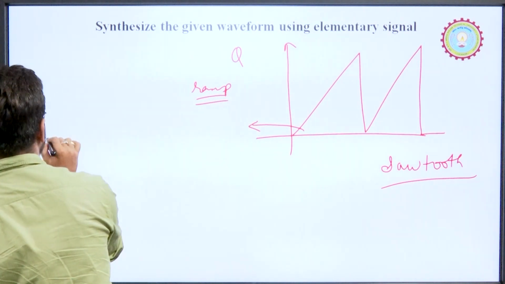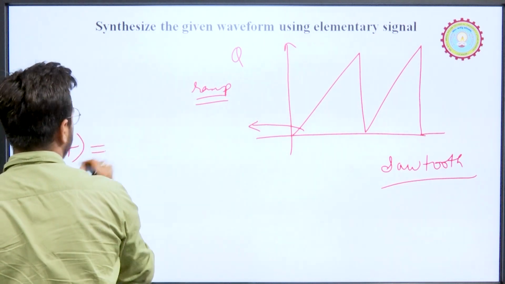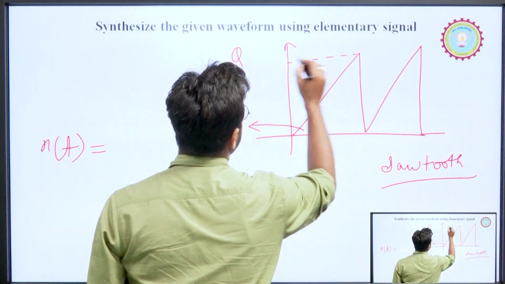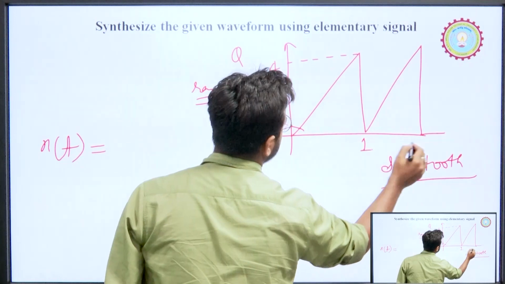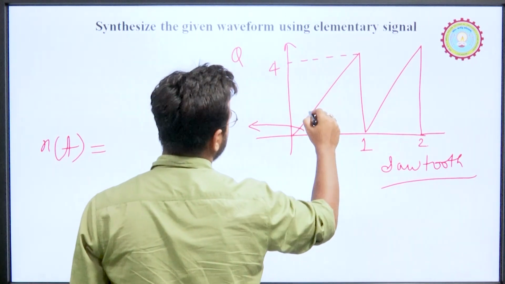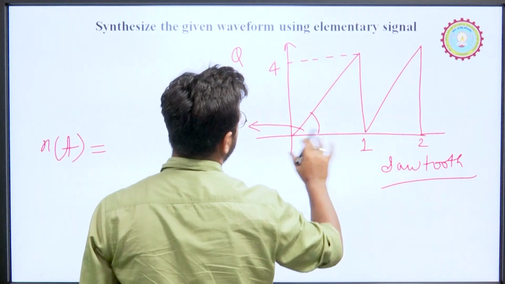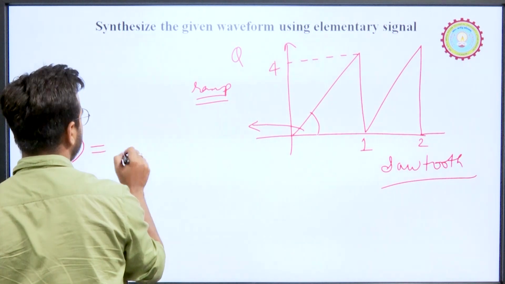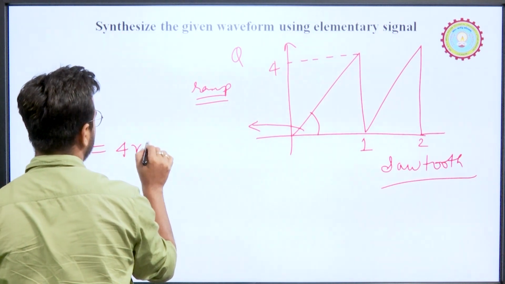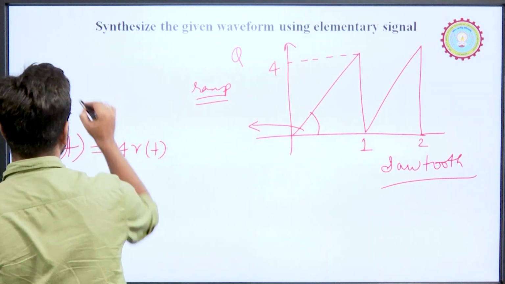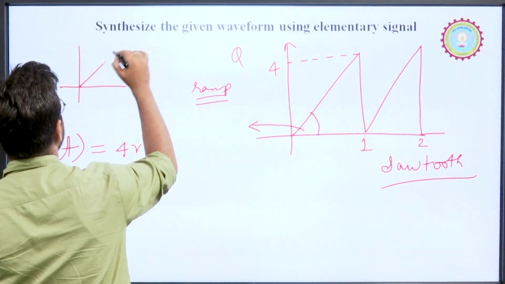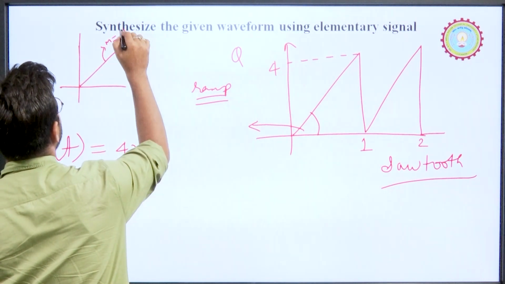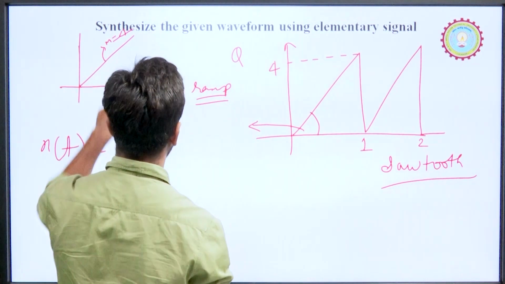If you are required to write the mathematical form, how can you write it? Suppose I want to represent this, then I will first represent this ramp. Suppose this value is 4, this time is 1, this time is 2. So what is the slope? The slope of this triangle is 4 by 1, so the slope is 4. So basically 4 r(t). What does 4 r(t) mean? It is a unit ramp having a slope of 4.